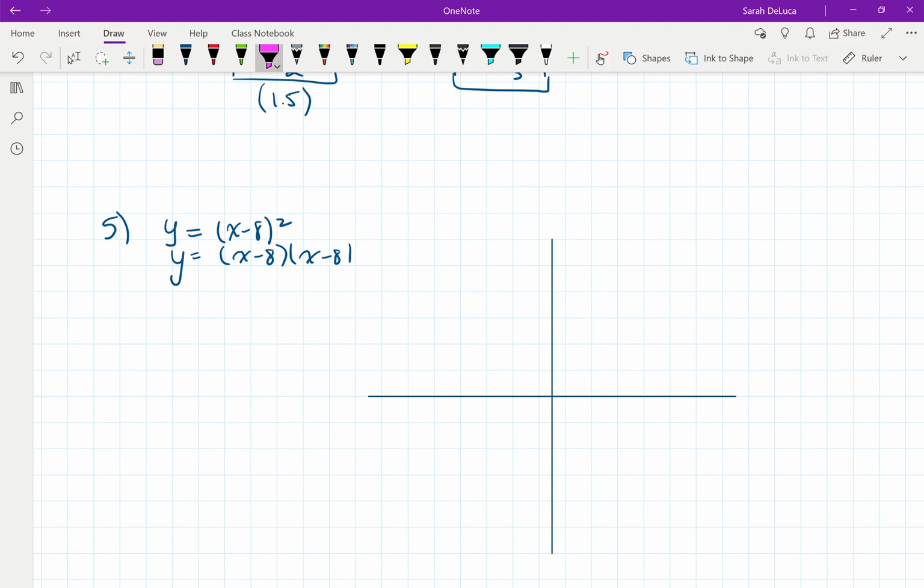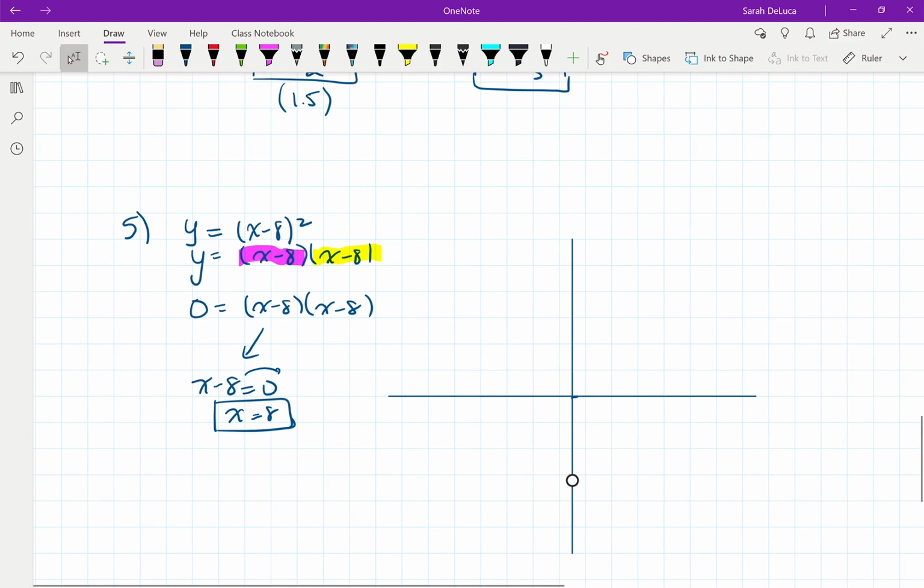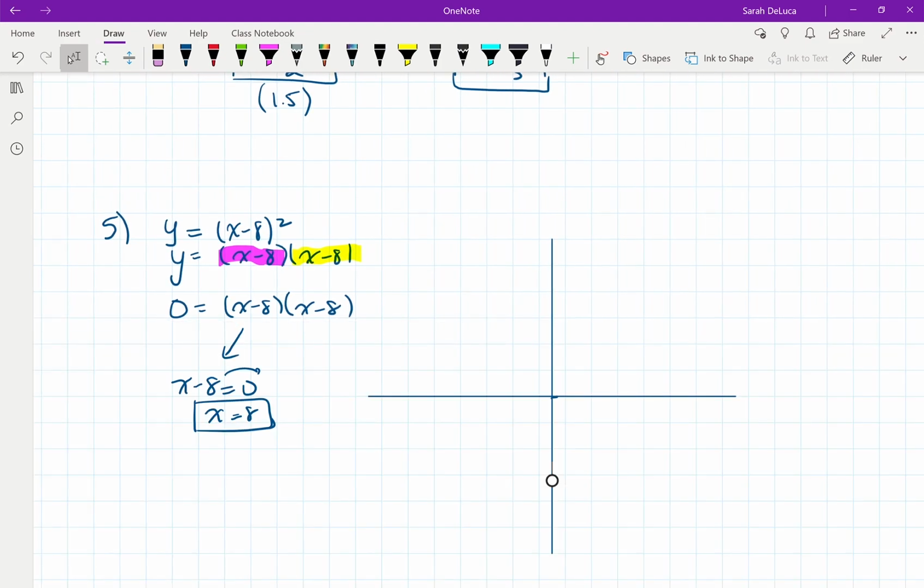And because I have two brackets that are the same, essentially when I go to solve for the x-intercepts, I really only need one of them because they're the same. I'm finding where x minus 8 is equal to 0, which means it has an x-intercept at 8. So what does that look like when I'm graphing? Let's see if I can move this. Okay, so let's just 2, 4, 6, 8.